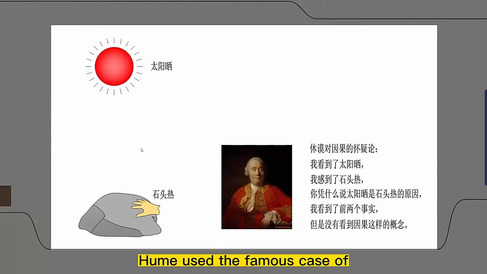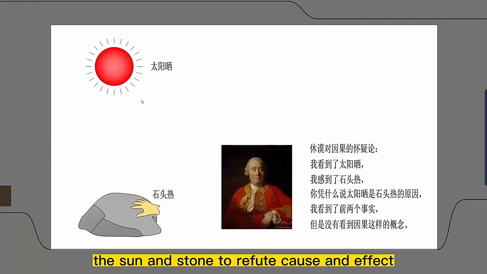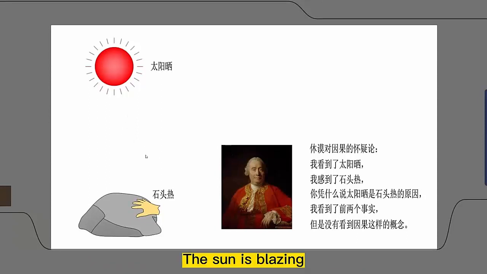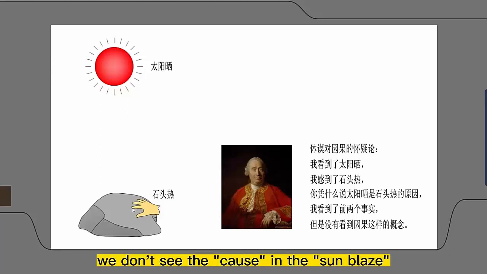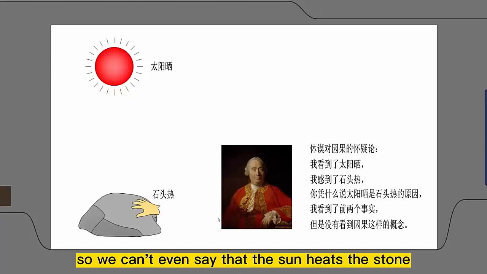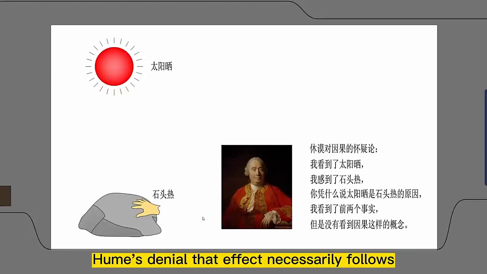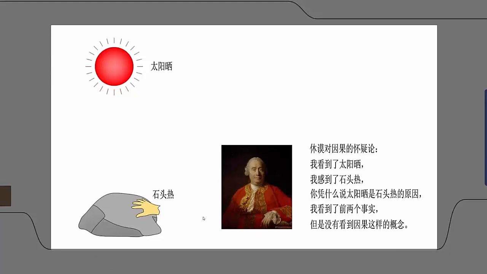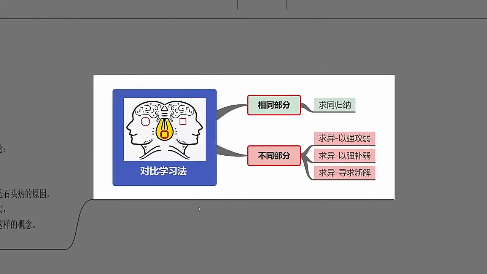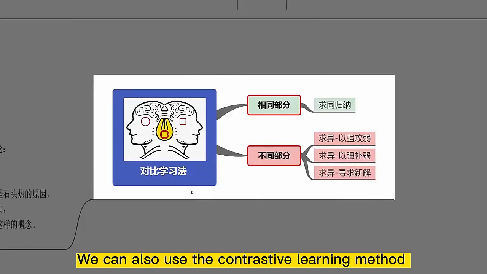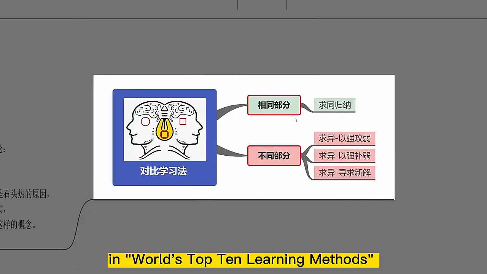Hume used the famous case of the sun and stone to refute cause and effect. The sun is blazing, the stone is hot. We only see the sun blaze and then feel the stone hot. We don't see the cause in the sun blaze, we see the result in the stone hot, so we can't even say that the sun heats the stone. Hume's denial that effect necessarily follows cause destroys the inevitability of causation. We can also use the contrastive learning method in World's Top 10 Learning Methods to analyze rationalism and empiricism.